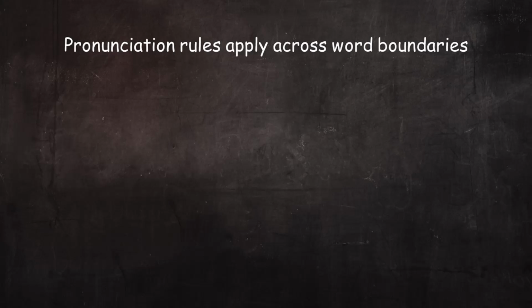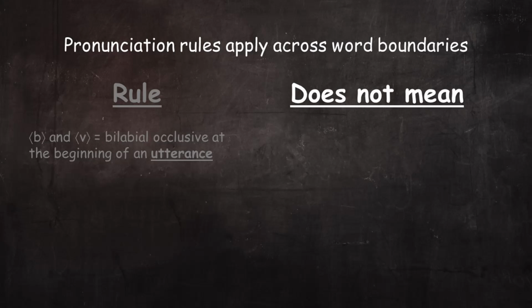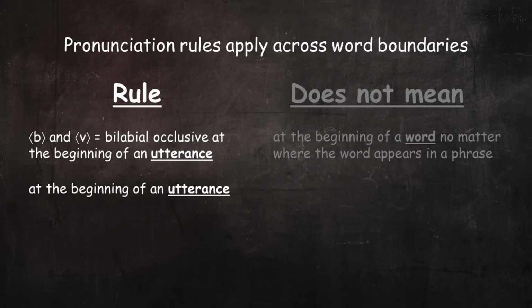One very important principle for Spanish students to understand is that pronunciation rules apply across word boundaries. So the rule we mentioned earlier about B and V being pronounced as a bilabial occlusive at the beginning of an utterance does not mean at the beginning of a word, no matter where the word appears in a phrase. It only means at the beginning of an utterance, or when you begin speaking after a pause.